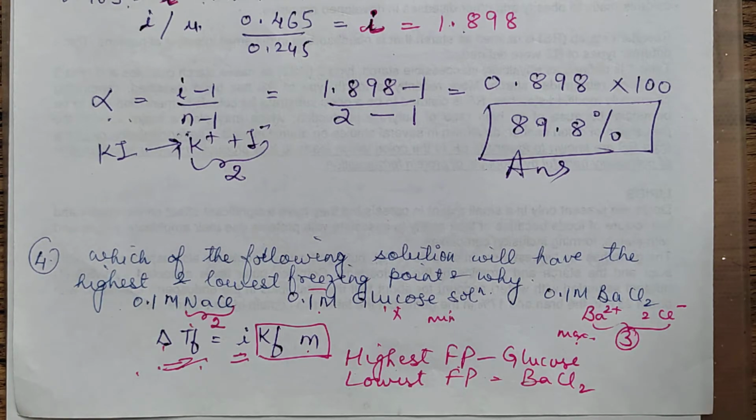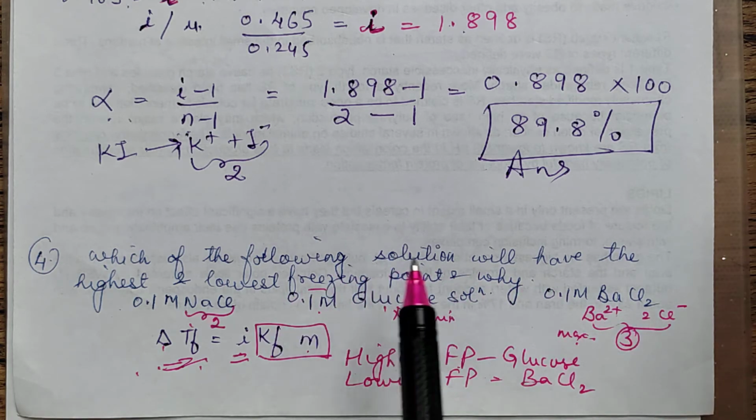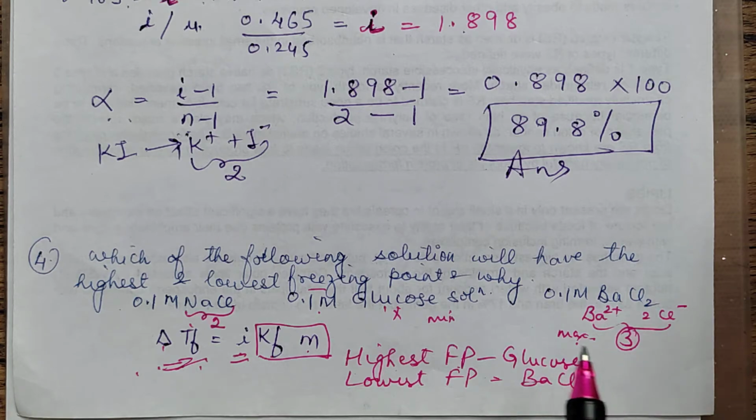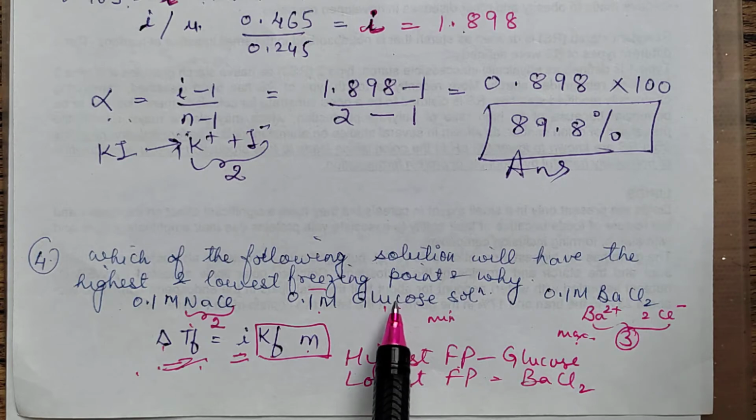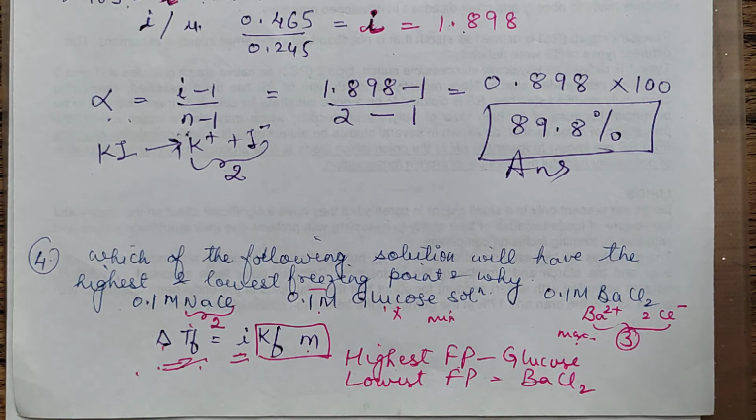Okay, because this will have the maximum lowering in the freezing point. From 0 it will go lower. So maximum lowering will be in this case, meaning minimum freezing point here and the maximum freezing point in glucose. Please understand this type of question properly. Read it. Are they asking depression, or are they asking you maximum or minimum freezing point?